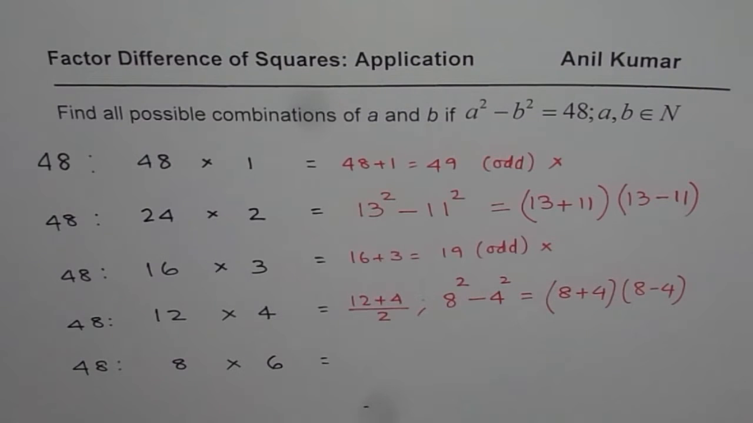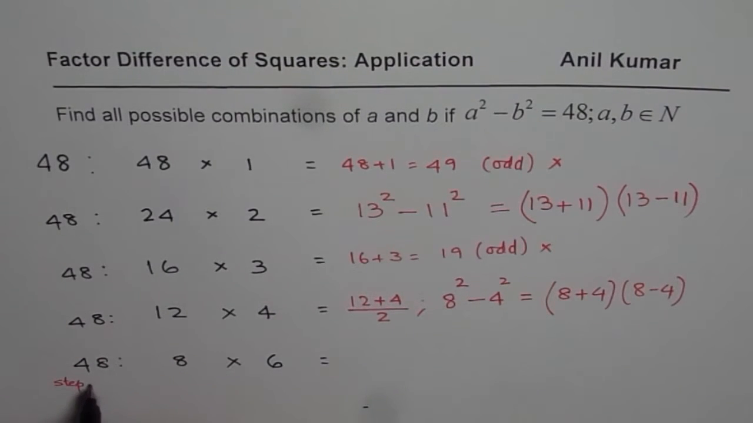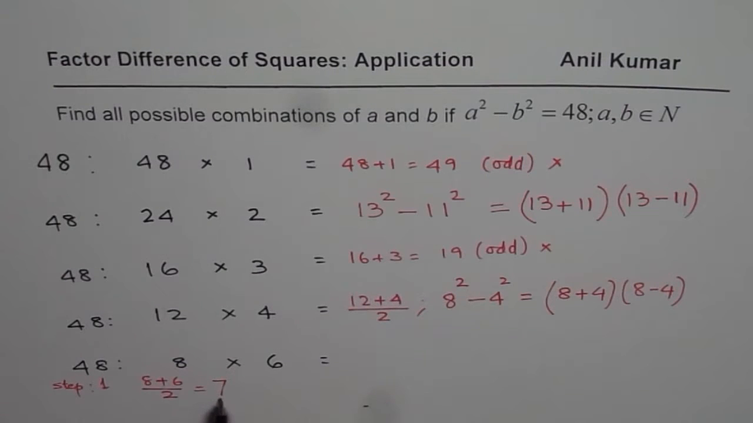So what am I doing? Step 1, let me summarize: add these two numbers, 8 plus 6, and divide by 2. 8 plus 6 is 14, divided by 2 is 7. If you get a natural number, then you can get a solution. Otherwise, there is no solution. So yes, we have a natural number 7, so we have a solution.